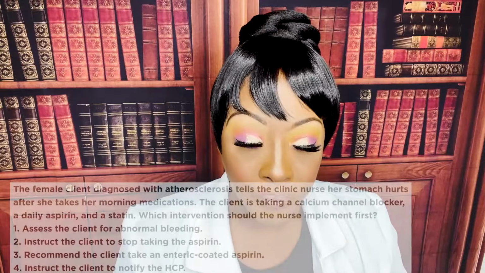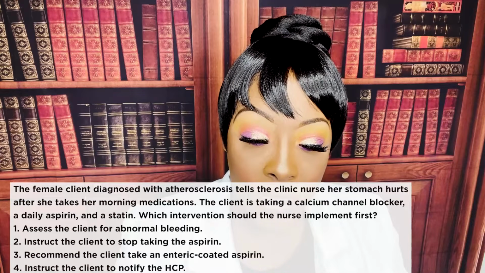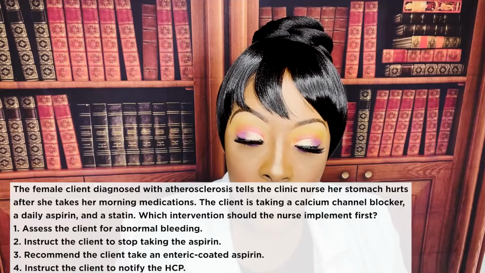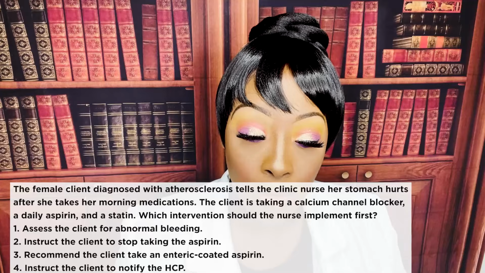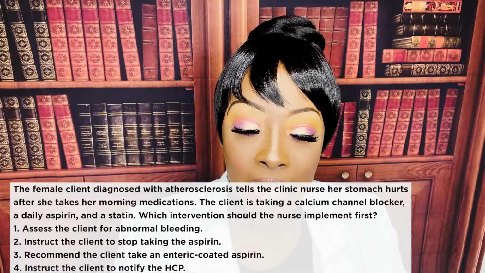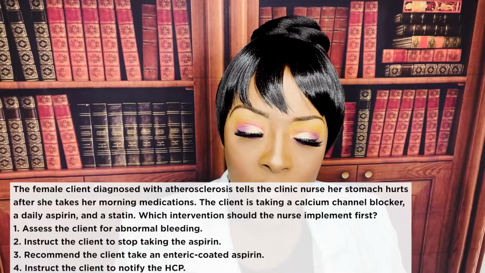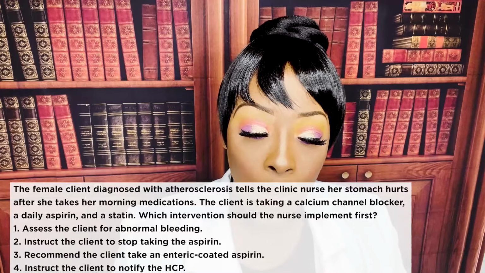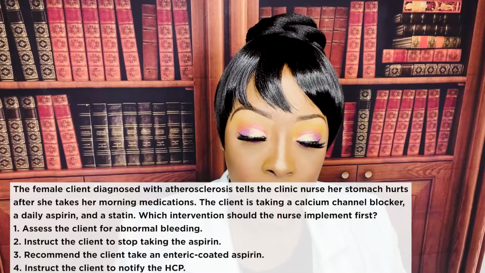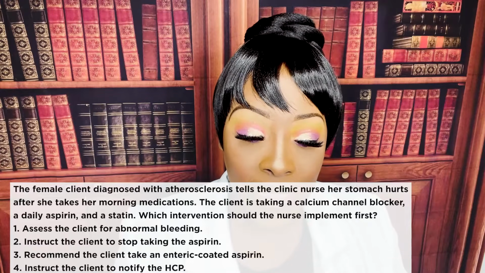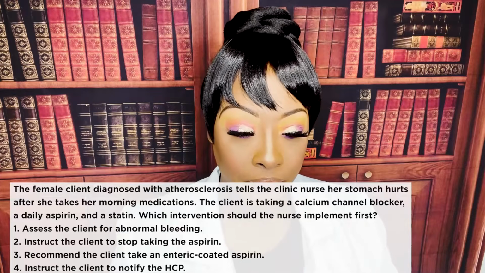Next question. The female client diagnosed with arteriosclerosis tells the clinic nurse that her stomach hurts after she takes her morning medications. The client's taking calcium channel blocker, a daily aspirin, and a statin. Which intervention should the nurse implement first? 1, assess the client for abnormal bleeding. 2, instruct the client to stop taking the aspirin. 3, recommend the client take enteric-coated aspirin. Or 4, instruct the client to notify the doctor.